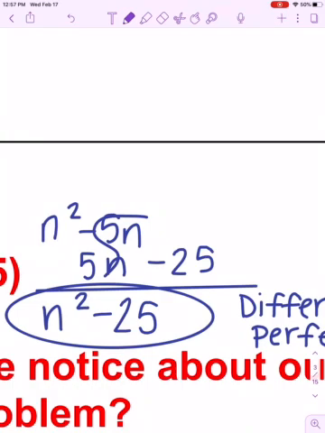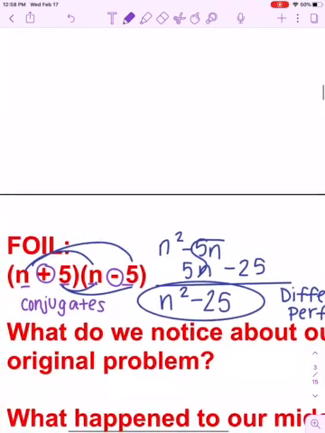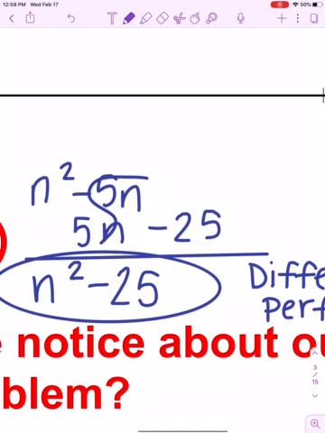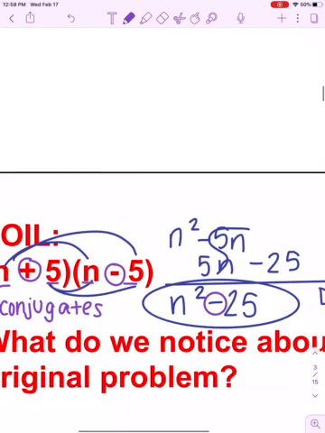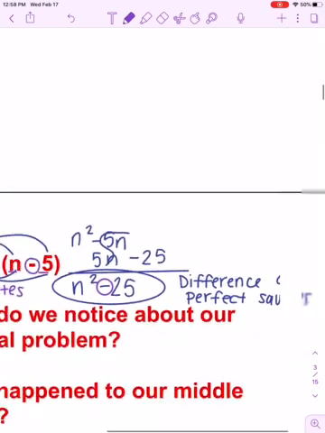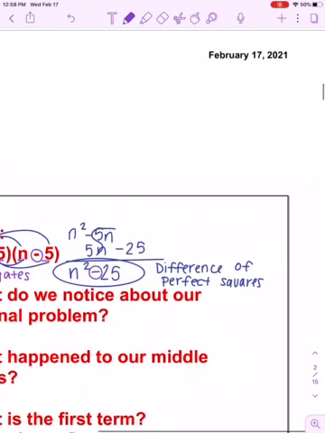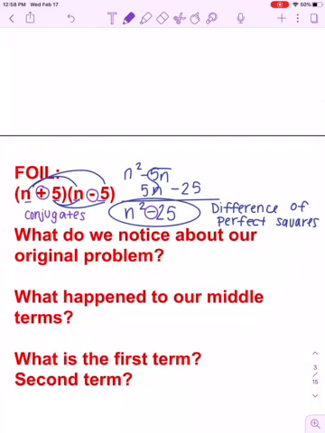When you FOIL conjugates, you end up with no middle term because the -5n and the positive 5n cancel. Also, you end up with two perfect squares because you multiply your firsts, which were the exact same number. N times n is n squared, that's a perfect square. And your last, 5 times 5 is 25, that's also a perfect square. You do not have a middle term at all, and you will always have a subtraction sign in between, because in order for your middle terms to cancel, you needed one of each, a positive and a negative, so that last sign will always be negative, okay? So that's a difference of perfect squares.